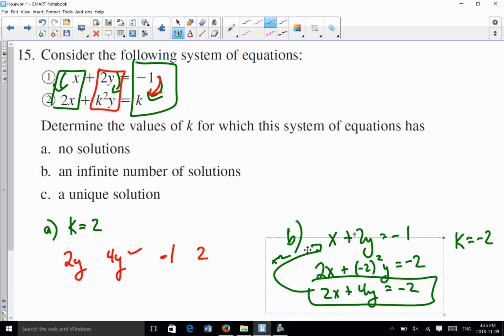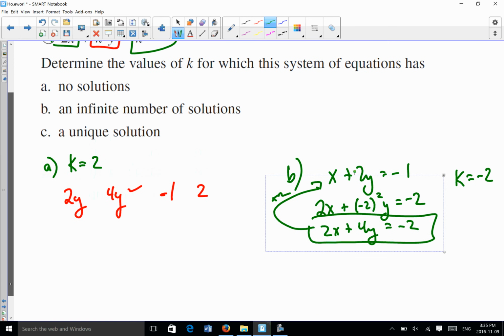I want to make it a unique solution, which means at some point they intersect. In other words, they're not parallel. I can do that as long as k is not 2. That was our no solution issue. And k is not -2, because that would be our infinite solution problem. That's how you can deal with that question.